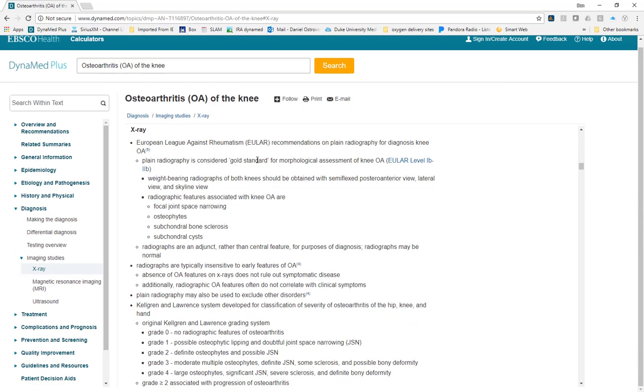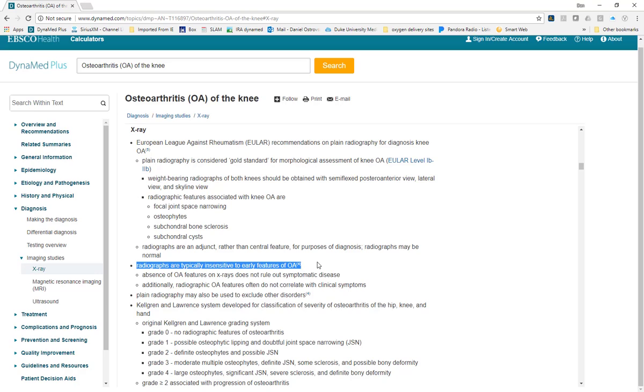And I pointed him to the EULAR recommendations on plain radiography for the diagnosis. And you read through that it is the gold standard for making the diagnosis. However, radiographs are an adjunct rather than the central feature for purposes of diagnosis, and they may be normal because radiographs are typically insensitive to early features of OA.